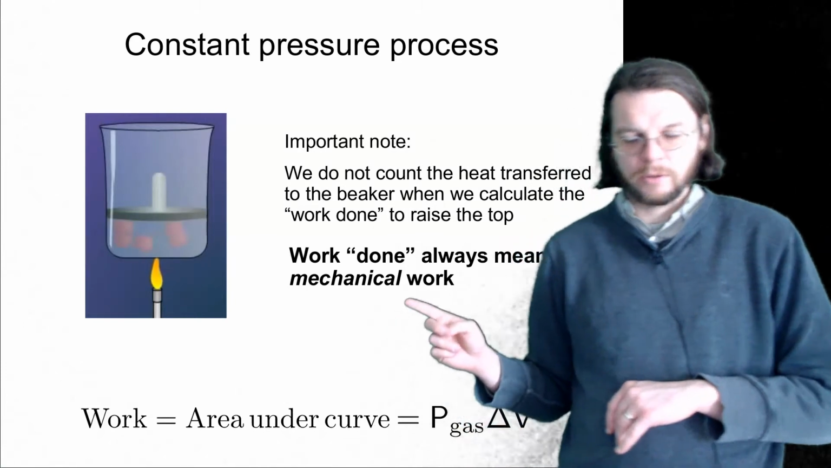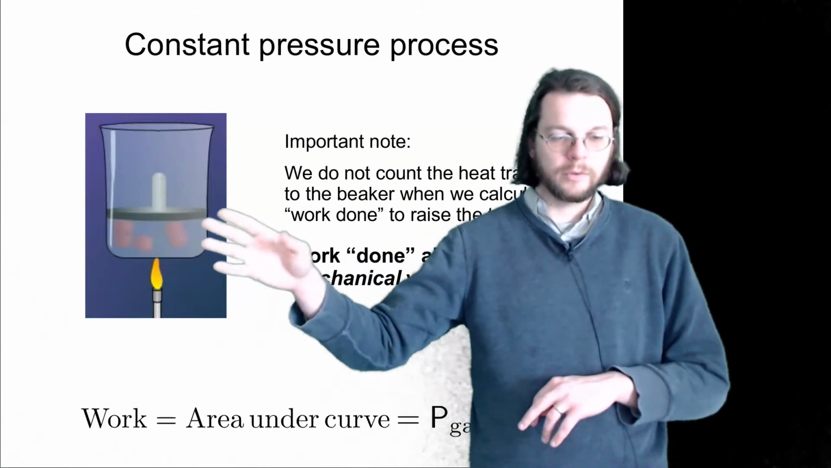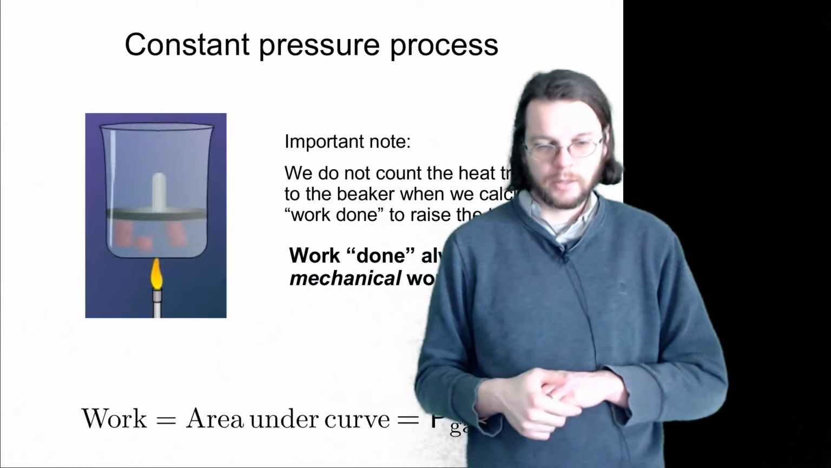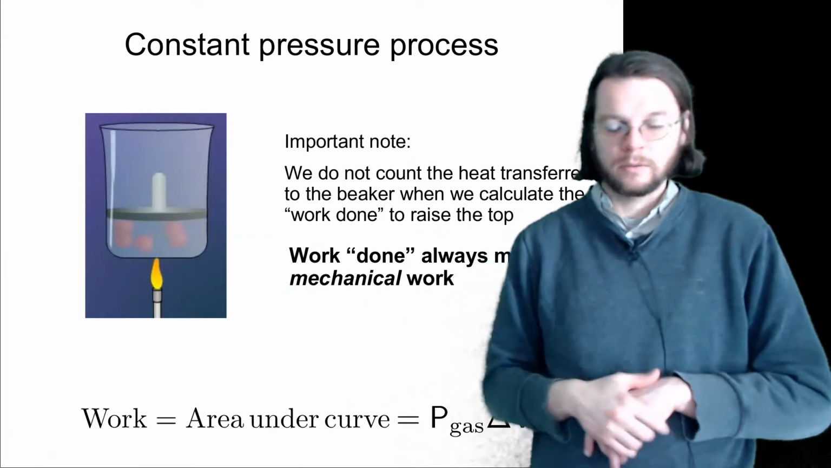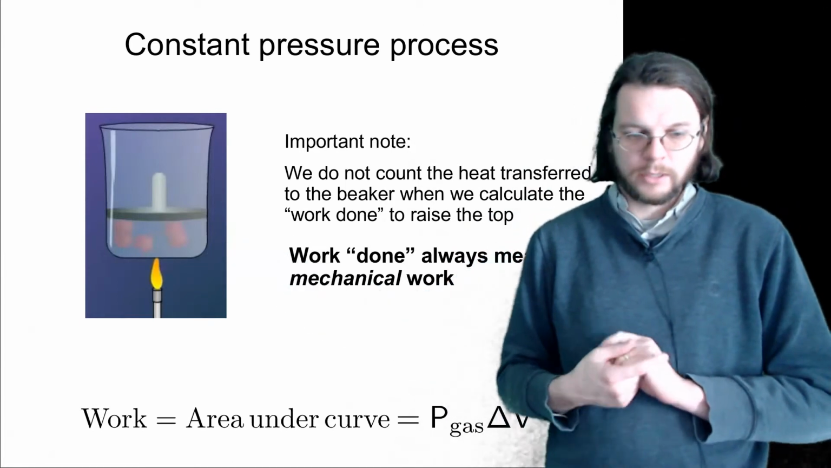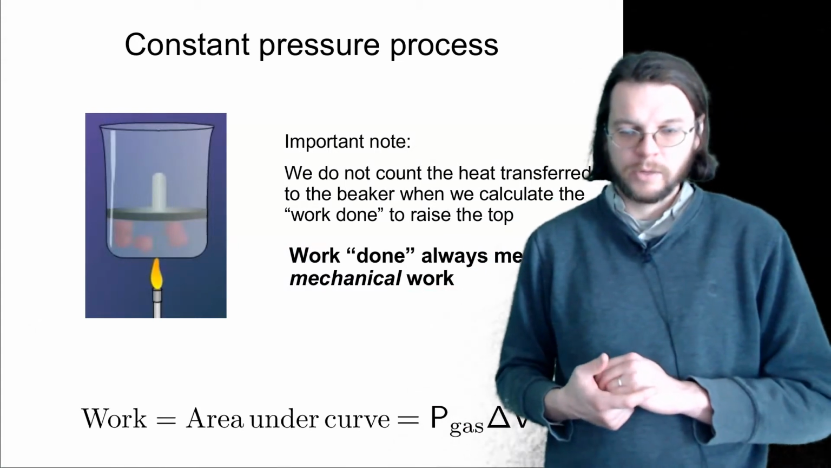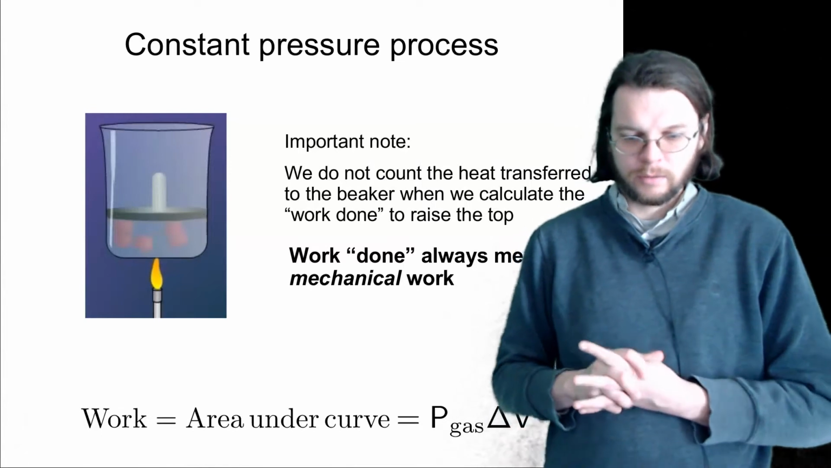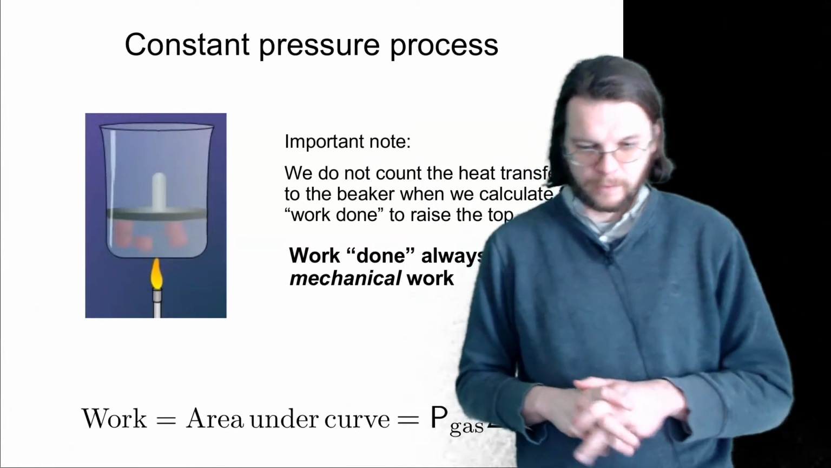When we think about the useful work, we don't think about the various sources of heat transfer to heating up the glass or anything like that. We're only thinking about the heat that goes from the candle into the air there. All right, so I think that covers it for constant pressure processes. The next process is constant temperature. So let me talk about that.